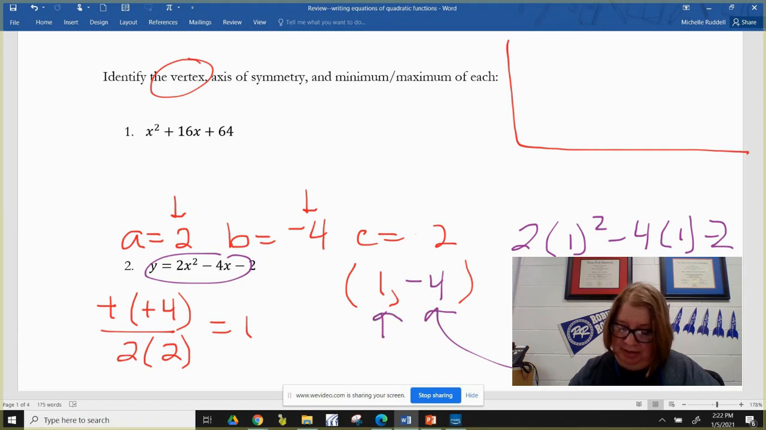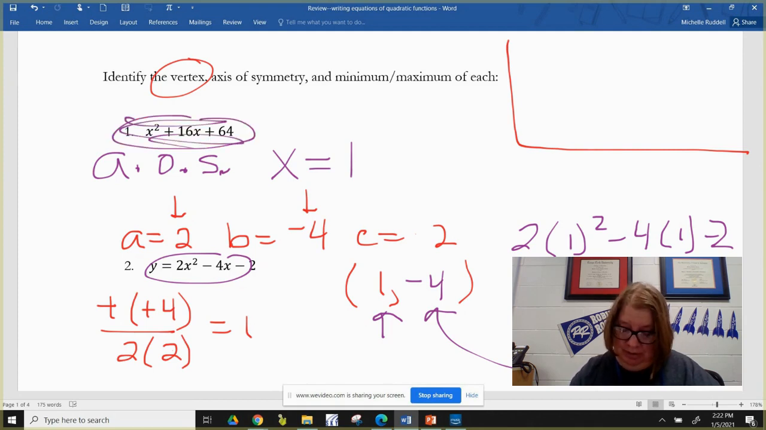This part tells me the axis of symmetry. Axis of symmetry, x equals 1. And this parabola, whoops, we're not on that one, on this one. The x squared term is positive, so that parabola opens up. So the minimum or the lowest point is -4.